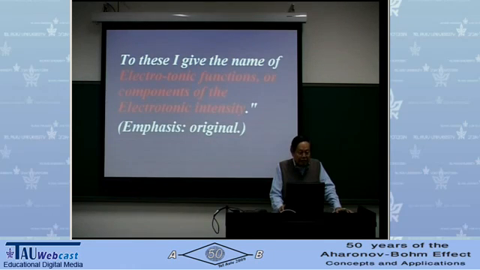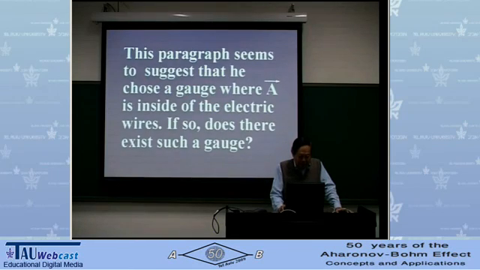The emphasis in red was Maxwell's original. This is the only paragraph in which perhaps Maxwell was really referring to the different gauges. This paragraph seems to suggest that he chose a gauge where A is inside of the electric wires.